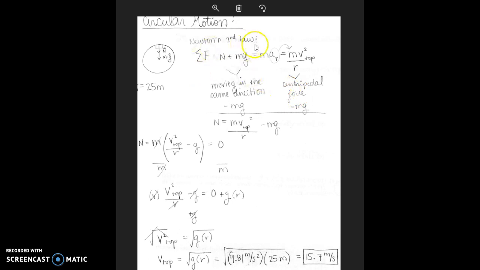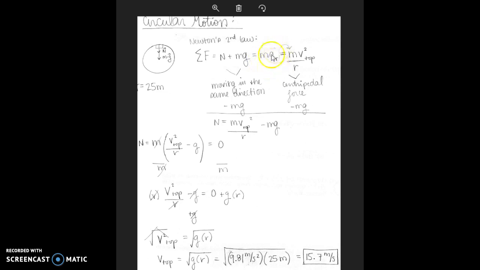So according to Newton's second law, we'll have the normal force plus the mass times the gravity, and that's plus because those two forces are moving in the same direction at the top. So we'll have that set equal to the mass times the radial acceleration.